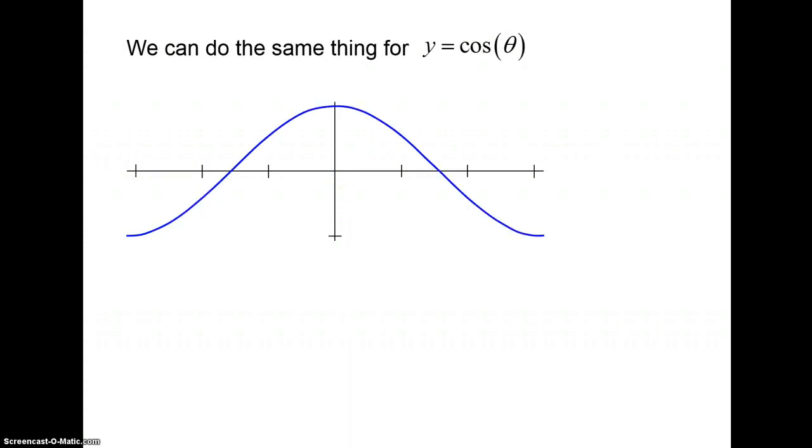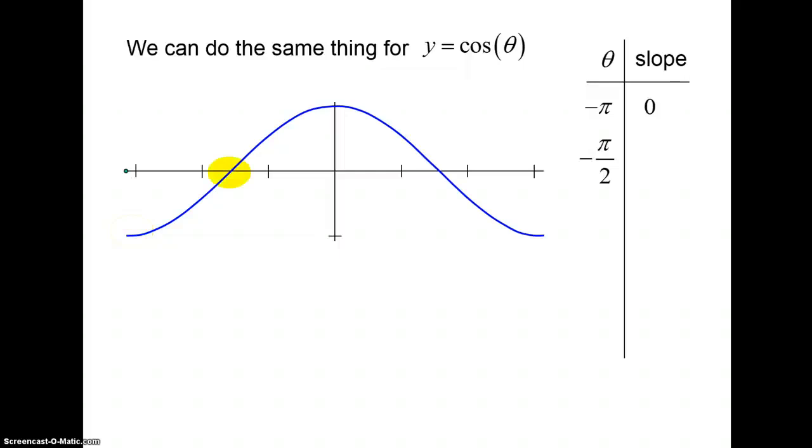All right, we can do the same thing for cosine. This time I'm going to go a little bit quicker. I'm going to choose negative pi. I've got a slope of 0, horizontal tangent. At negative pi over 2, I've got a positive slope of 1. Again, notice those y values snapping on the grid. At 0, I've got a horizontal tangent, so slope of 0. At pi over 2, I've got a negative slope, probably negative 1.